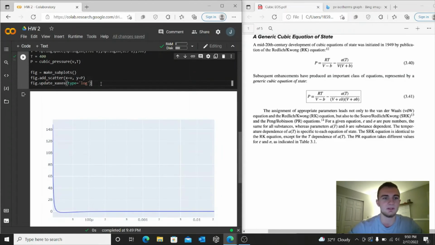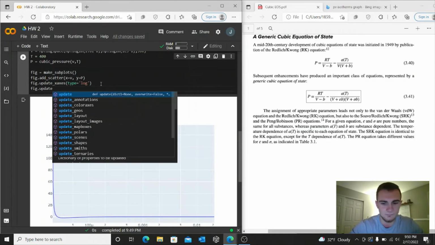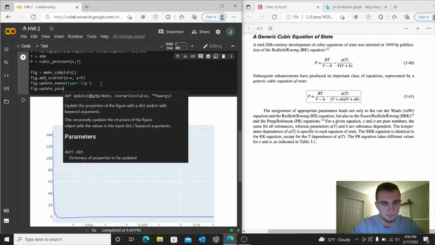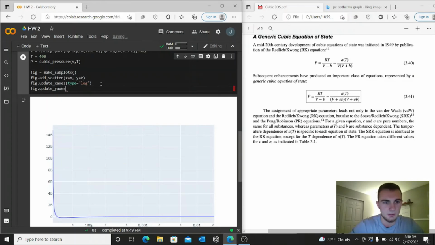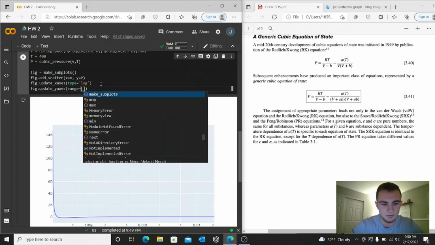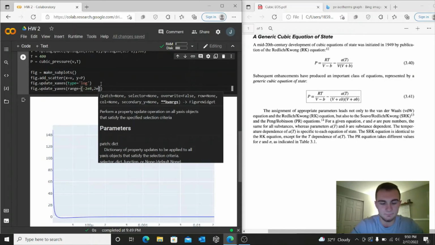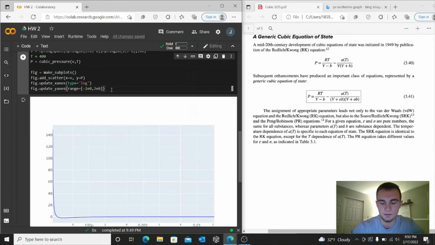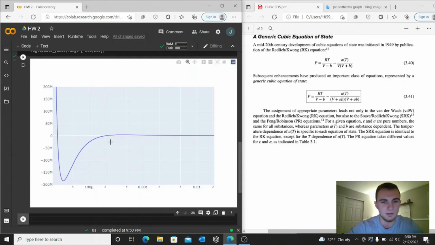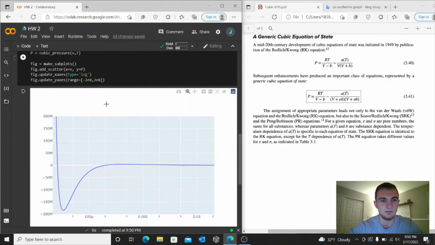So I'm going to go ahead and change the range of the y-axis. So if I do fig.update_yaxes, and I give a new range for the y-axis. So I'll put negative 2e8 and 2e8. Keep it even there. Okay, so there we go. Now we're looking like we have an isothermal curve here.